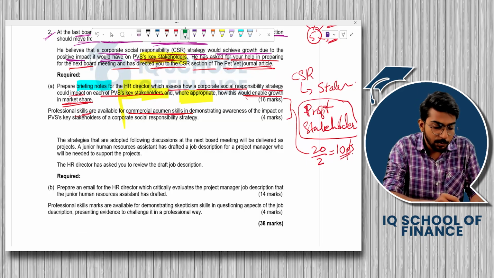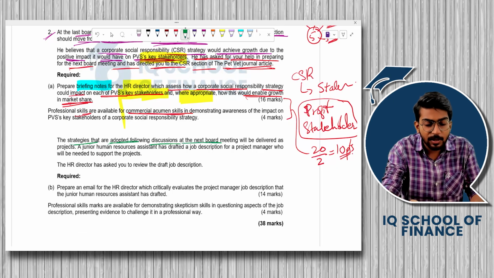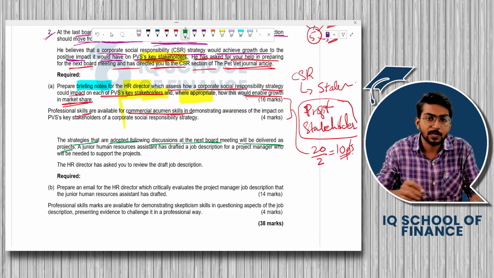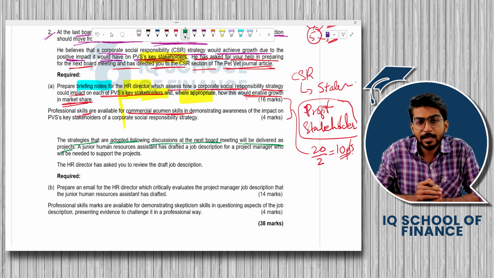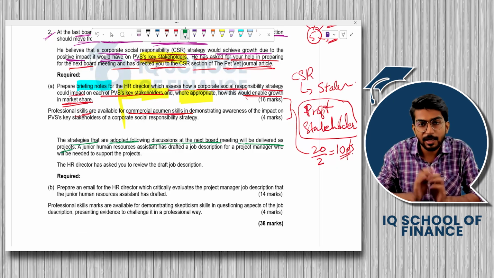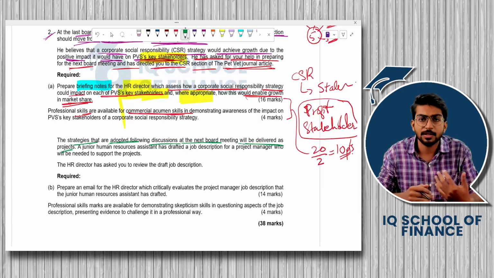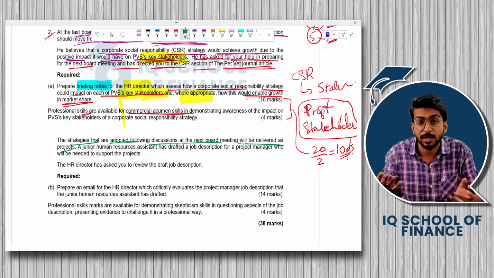So, question number 2, part B: the strategies that are adopted following discussion at the next board meeting will be delivered as a project. Do you guys remember, or those who were not there yesterday, in the board meeting they were discussing the strategies. Whatever strategies will be adopted in the next board meeting, they will make projects on it. Obviously, they will start projects to implement it, the technological advancement or the CSR activity. These all will be projects which will be pursued in the future.